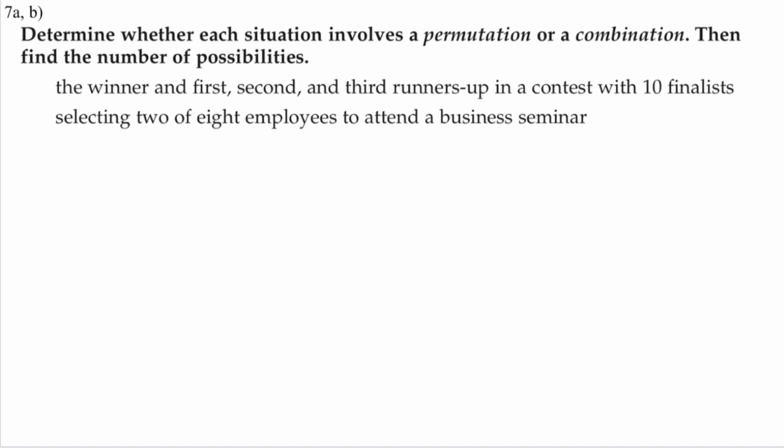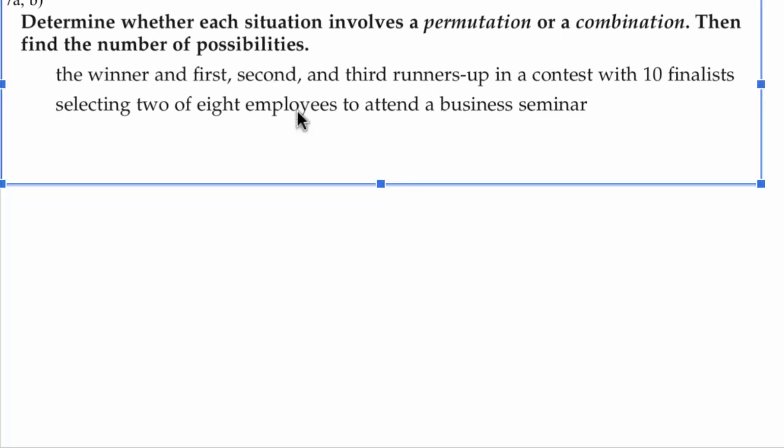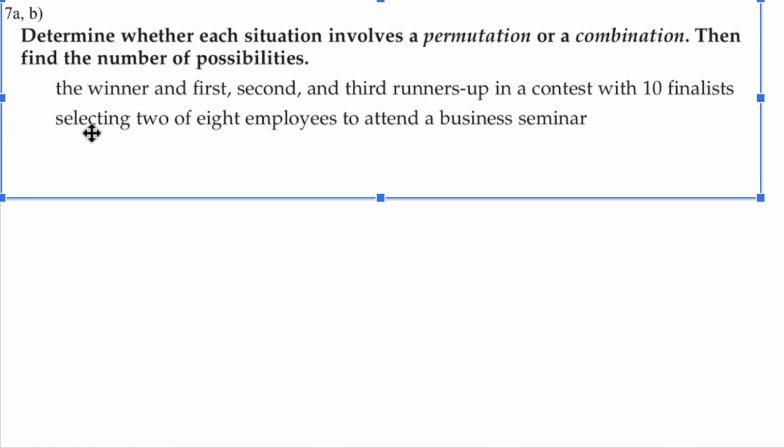Determine whether each solution involves a permutation or a combination. Then find the number of possibilities. So the winner and first, second, and third runners-up. So there's 4: winner, first runner-up, second runner-up, third runner-up in a contest with 10 finalists. And selecting 2 of 8 employees to attend a business seminar. So this first one, I'm picking a winner and then runners-up, 4 people total. And this one I'm selecting 2. Does order matter or not? Maybe pause the video, think about that, and see if you can do it.